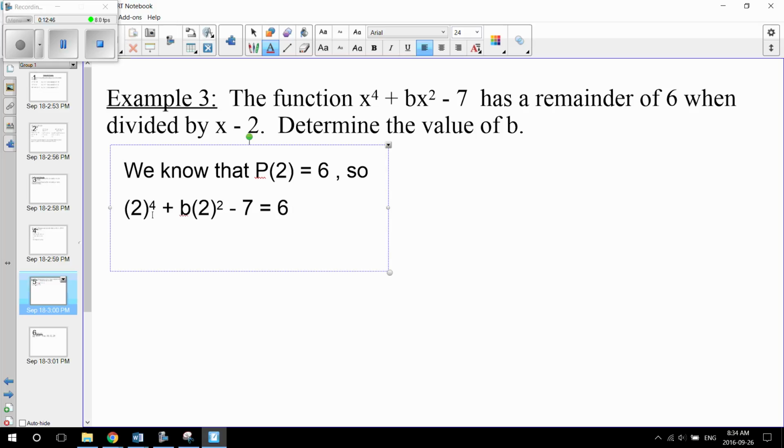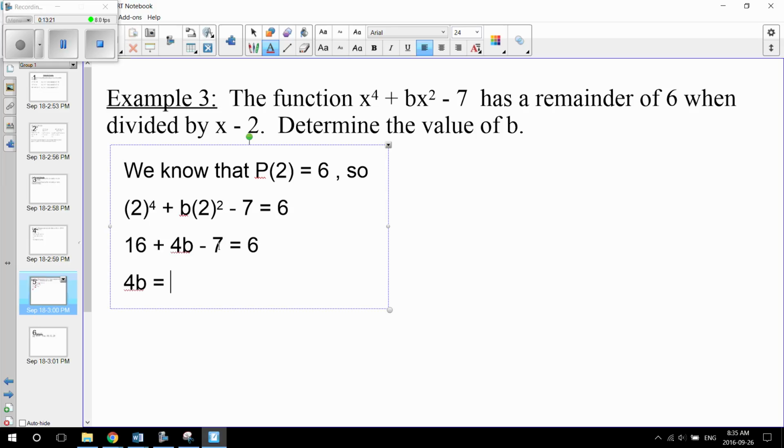So then let's simplify this and rearrange and solve for b. 2 to the power of 4 gives us 16. 2 squared leaves us with 4, and it's times b, so we have plus 4b. And then we still have minus 7, and it's all equal to 6. So now we need to start rearranging things to get our value for b. We're going to leave 4b on this side.